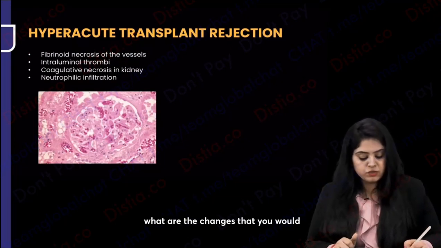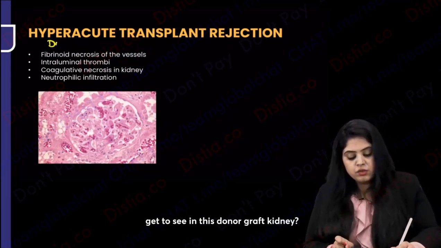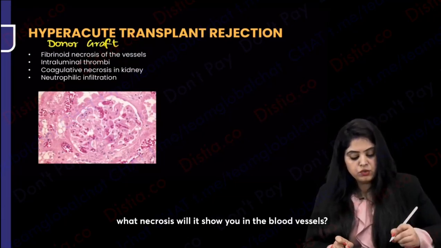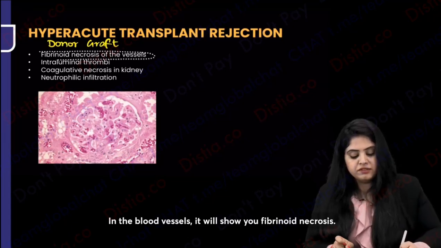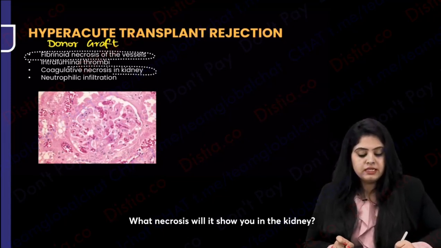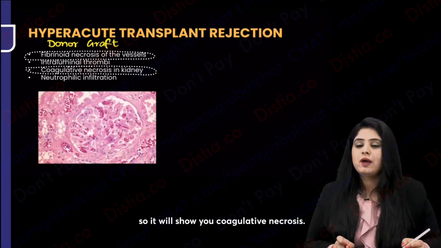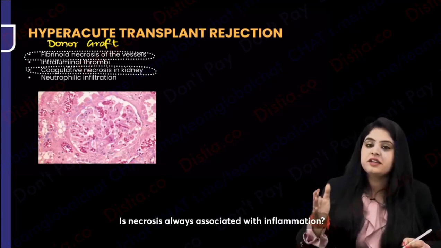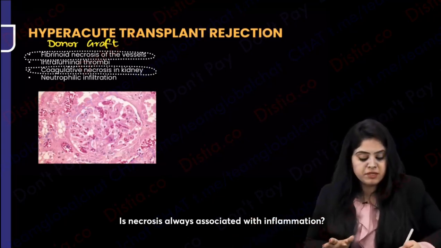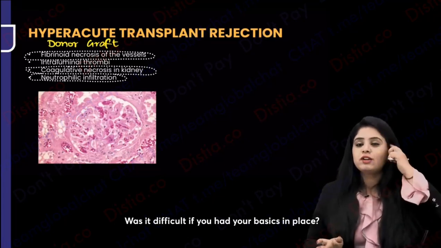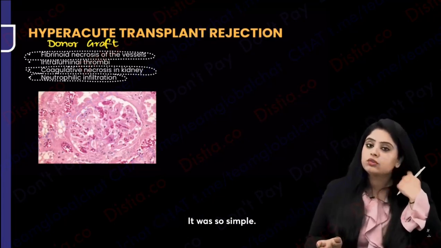What are the changes that you would get to see in this donor graft kidney? The donor graft, what necrosis will it show you in the blood vessels? In the blood vessels, it will show you fibrinoid necrosis. What necrosis will it show you in the kidney? Kidney is a solid organ, so it will show you coagulative necrosis. And what was the definition of necrosis? Is necrosis always associated with inflammation? Yes, necrosis always shows you inflammation. Was it difficult? If you had your basics in place, it was so simple.